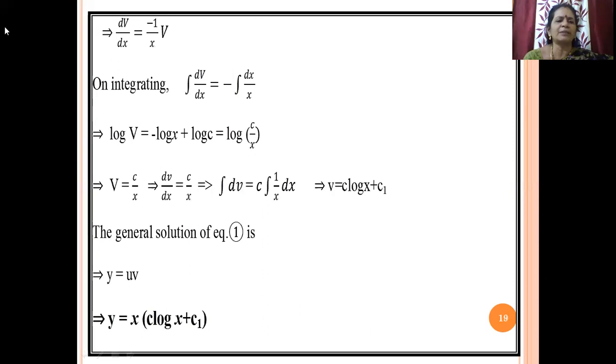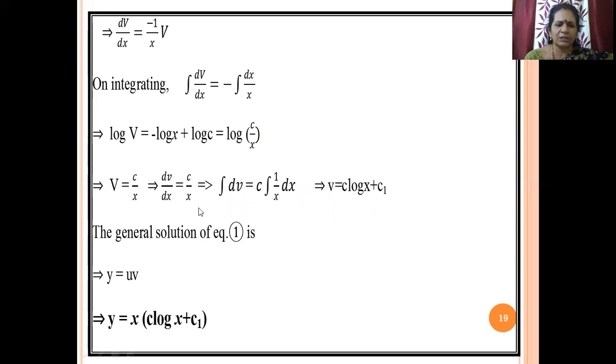Now dv/dx is equal to this one. Now compare this with the linear equation. After that, find out the integrating factor. First, to integrate, we want the v value. So integrate on both sides, we will get the v, right? So this is v.